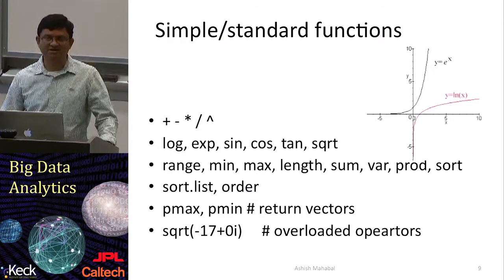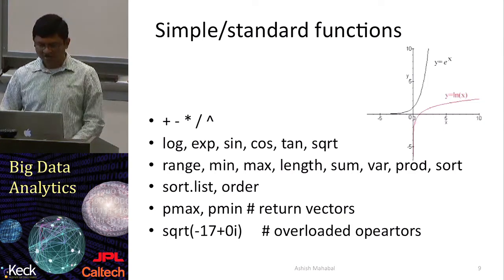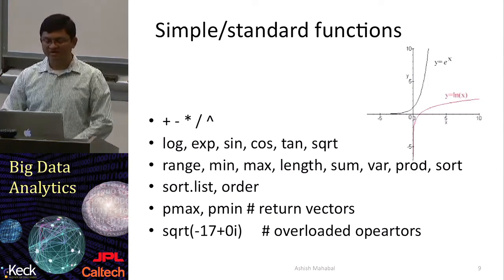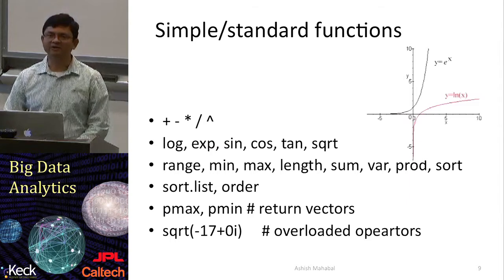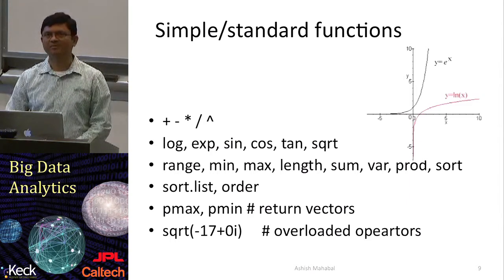Then a large number of standard functions are available. The plus, minus, power, etc. are there. Various trigonometric ones are available. And then there are functions like sort.list and order also. The pmax and pmin are interesting in that they return vectors. So if you had a data frame which had numbers, and you said max of that data frame, it won't worry about the different columns and rows. It will combine all of them as if it was a vector and give you a single number.